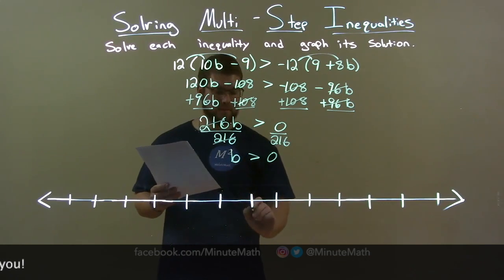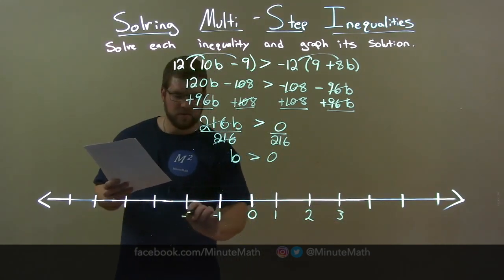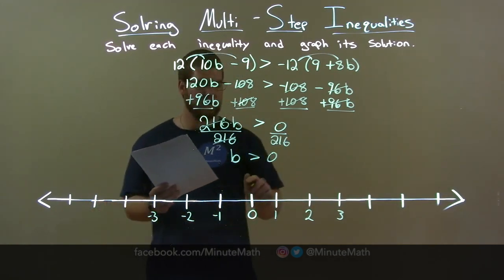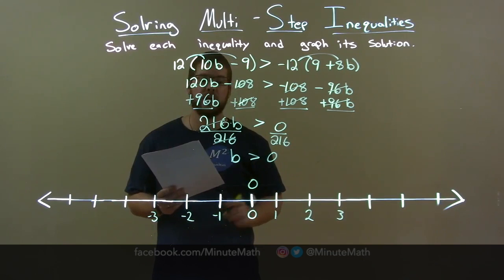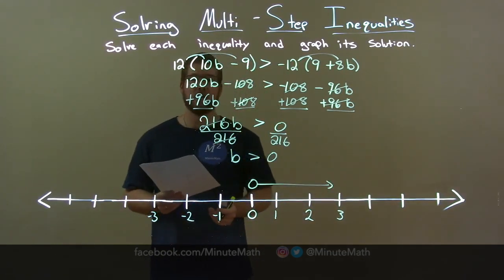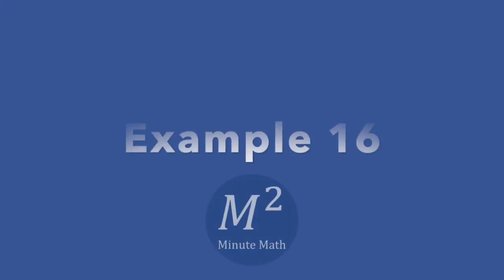So let's graph this. 0 here, 1, 2, 3, and negative 1, negative 2, negative 3. b does not equal 0, so that's an open circle at 0. b is greater than 0, so the arrow goes to the right, and there we have it. Our graph matches our final answer. b is greater than 0.